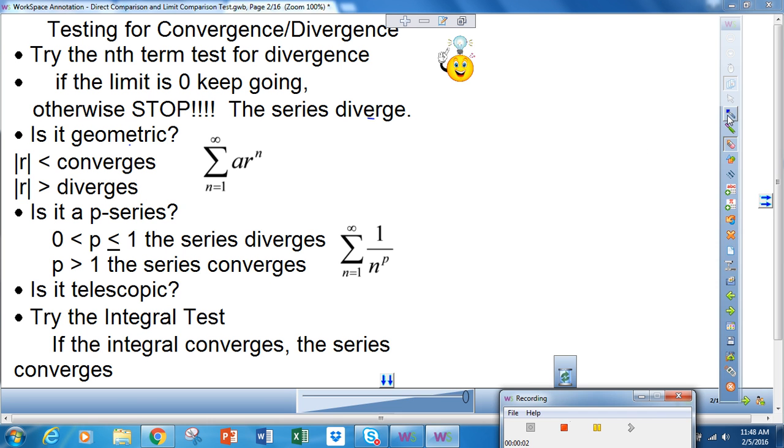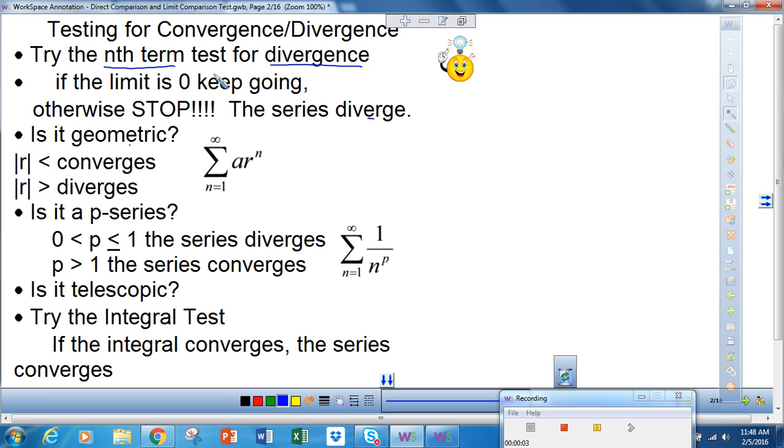Okay, so today we're looking at the limit comparison test and the direct comparison test. But before we begin that, let us just recap what we've already learned. When we are testing for divergence or convergence, the first thing we want to use is the nth term test for divergence. It's quick and dirty, and it'll tell us if a series diverges quickly.